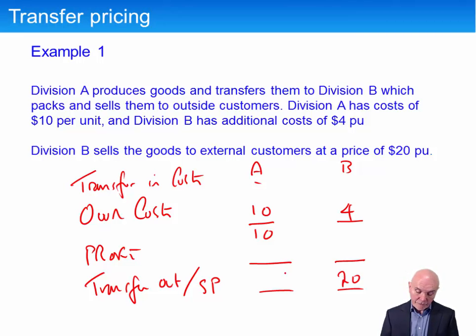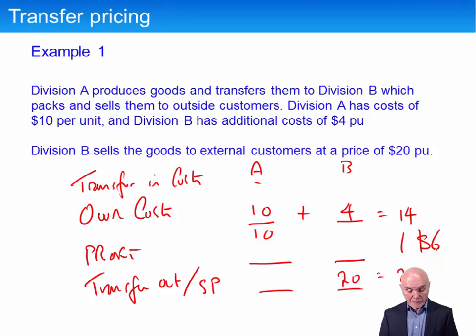The group profit per unit is obtained by saying, well, the real outside costs, the own costs which we got in here, is 14. The real outside revenue is 20. So the group profit that we're dealing with is 6. And all that varying the transfer price is going to do is to alter who gets this part of the 6. How much of it does A get, how much of it does B get.